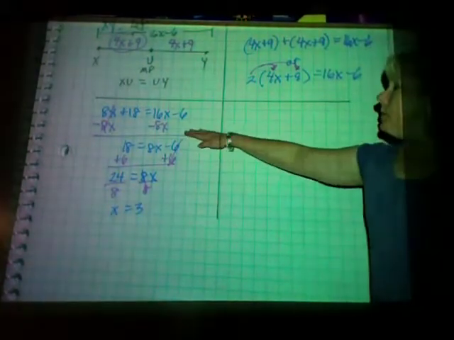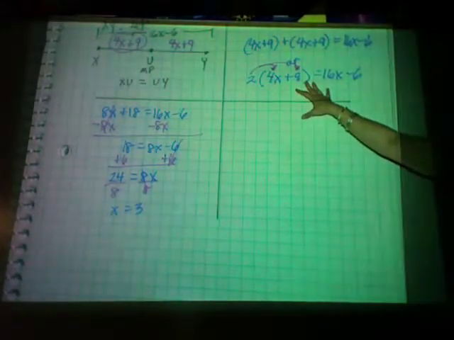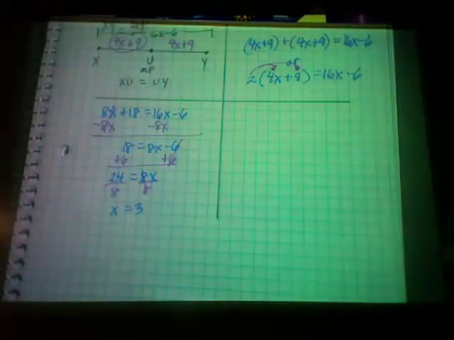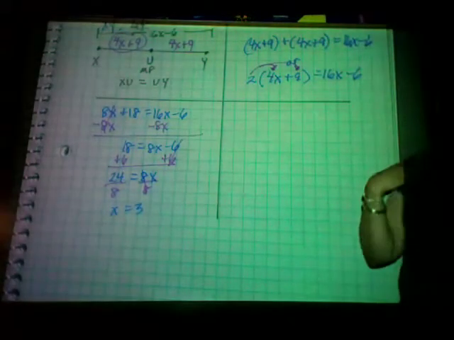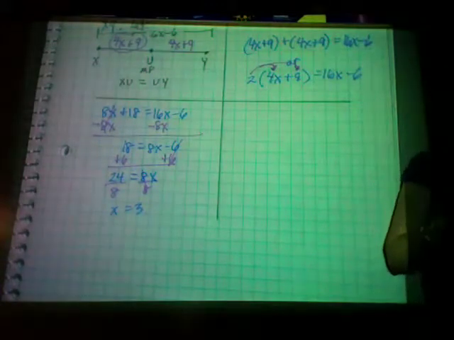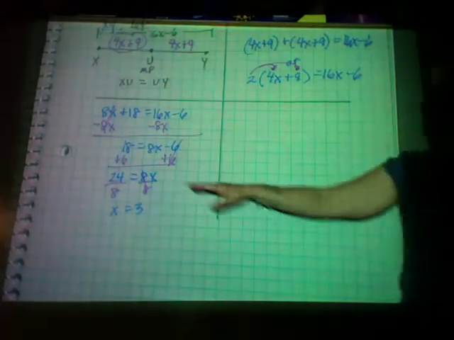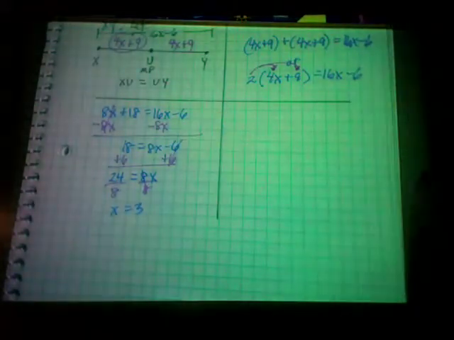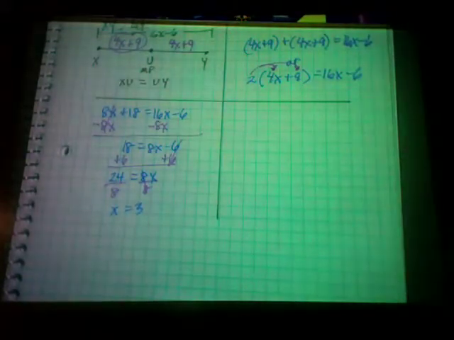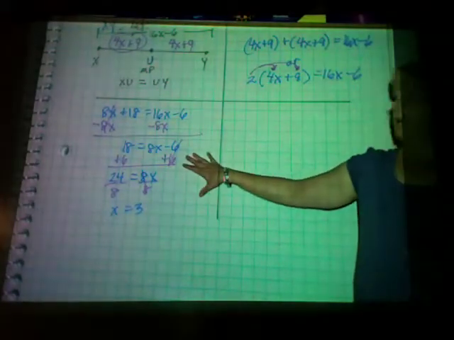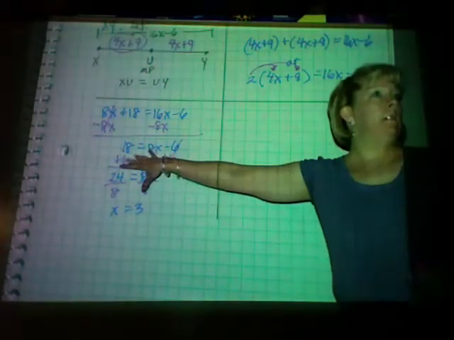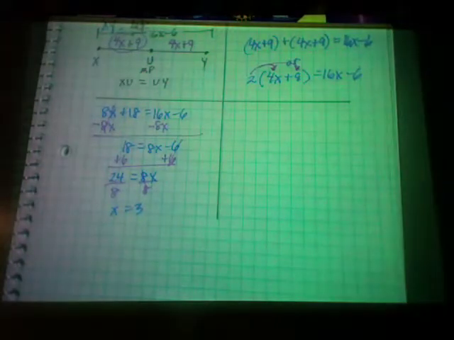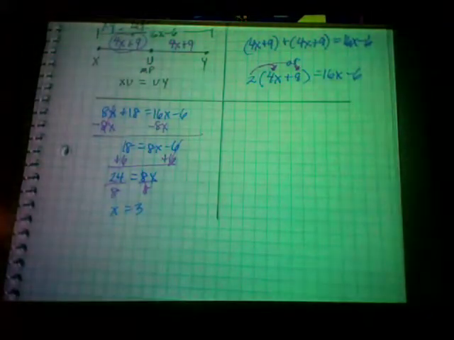I used the distributive property, and I got 8x plus 18 is equal to 16x minus 6. Then you have to be moving the x terms first. If you've got variables on both sides, you should not be moving the 18 first. Because 8x is smaller than 16x, I chose to move the 8x by subtracting it. And then I moved the constant 6 by adding it to both sides, and then dividing by 8. That's proper algebra. If your work doesn't look like that, you're doing it wrong.